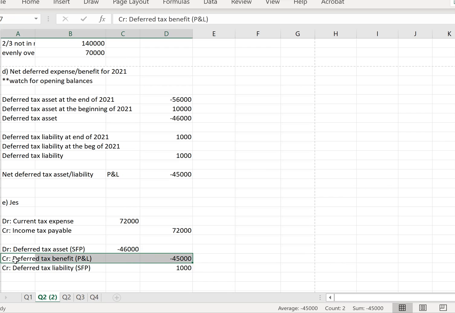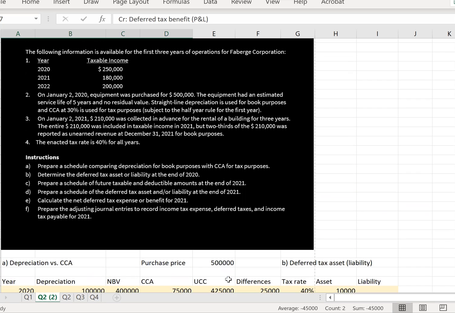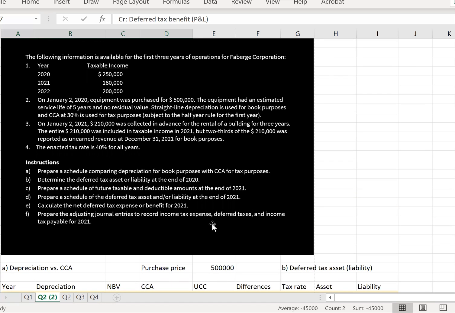So this is almost like a recovery of a deferred tax. This is a positive, a credit to the income statement. So we would debit it to have an expense go through. So this is a recovery almost of tax. So it's a contra tax account that's going through our income statement because our asset is larger than our liability. I hope that makes sense. This is a complicated question, but it's a really good illustration of what an exam question could look like.